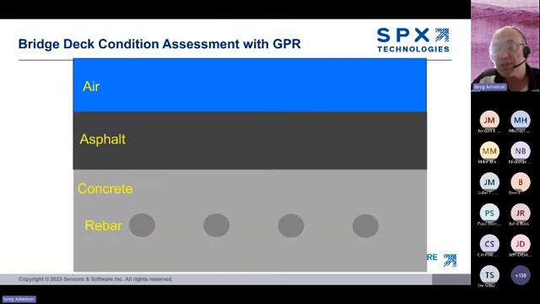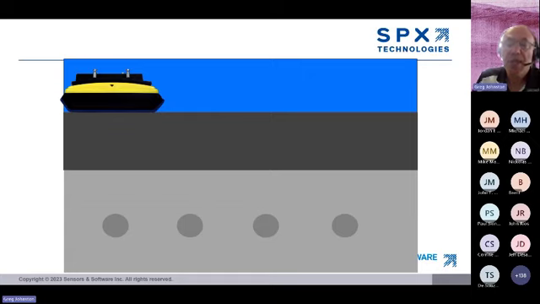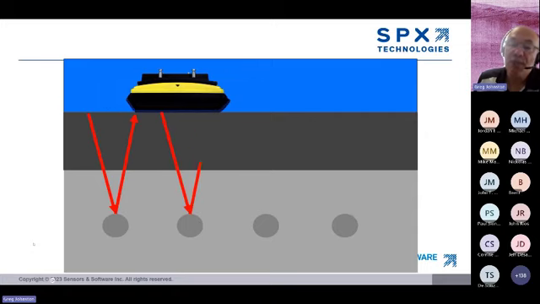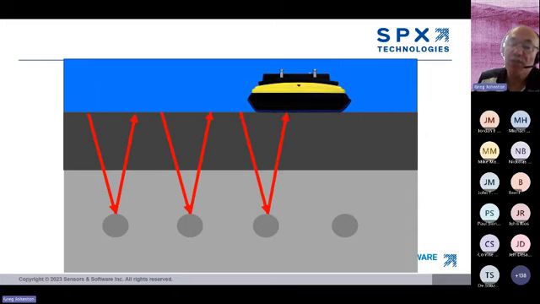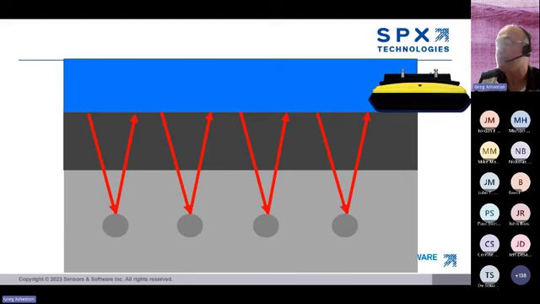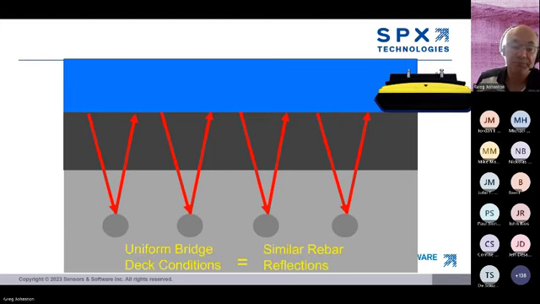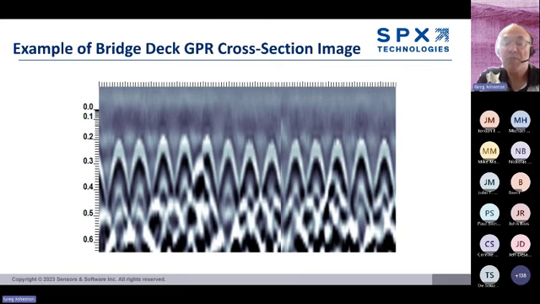Here's the premise of the ASTM standard. If you have this scenario of a reinforced concrete bridge deck overlain by asphalt, if the bridge is uniform, if you run a GPR survey on the bridge deck, the reflections from the rebar will be similar, because all the material above is similar. So there's no reason why the signal wouldn't be very similar. So you might expect to see a GPR cross-section like this, where the hyperbolas from the rebar look very similar.